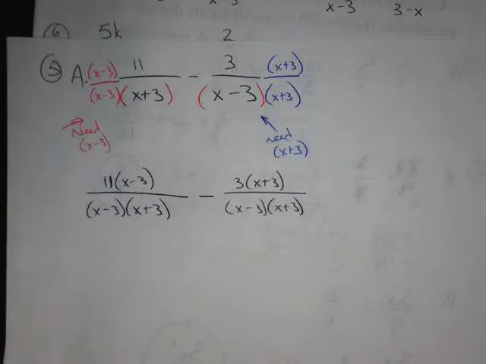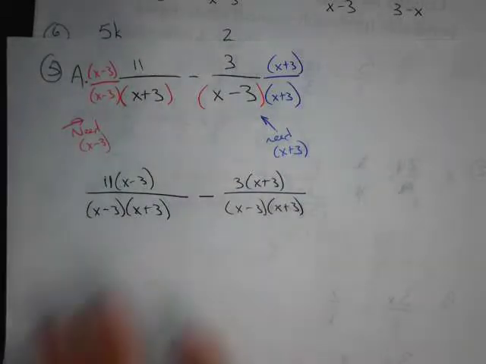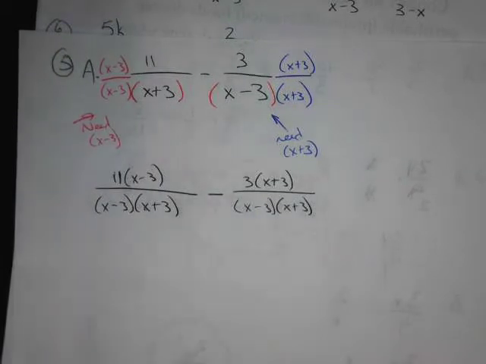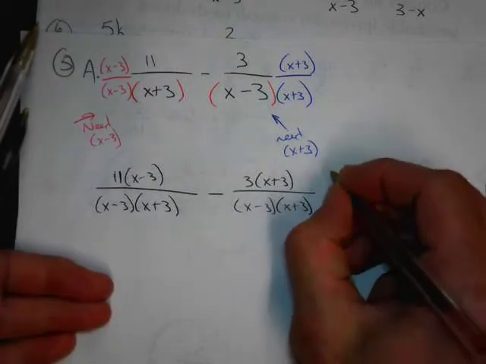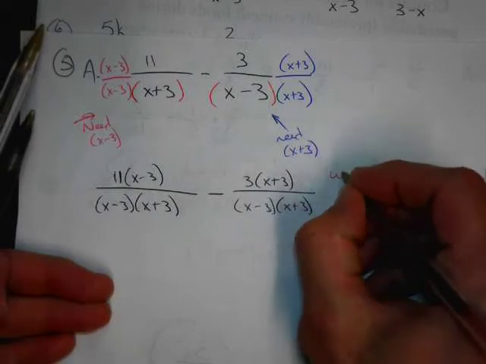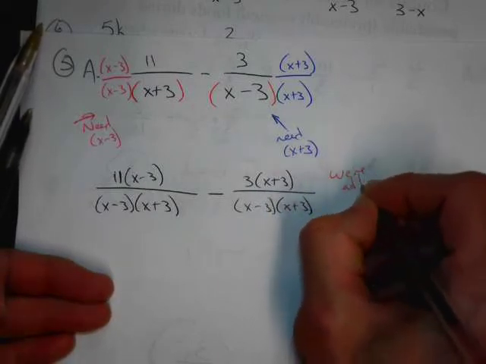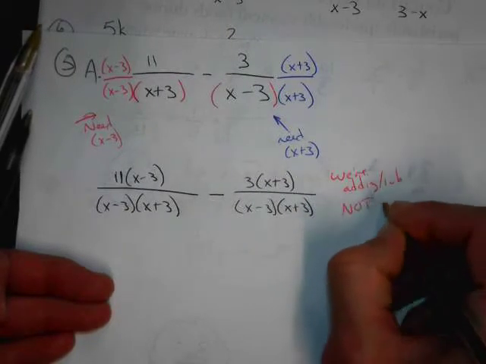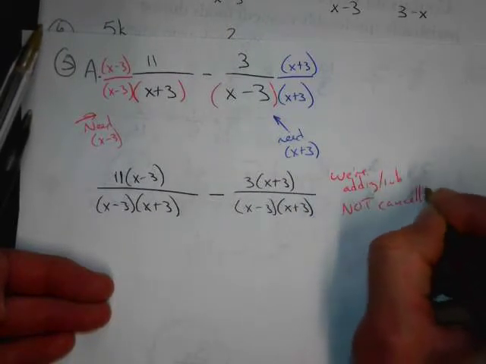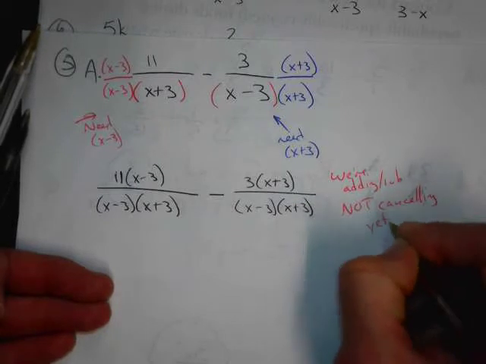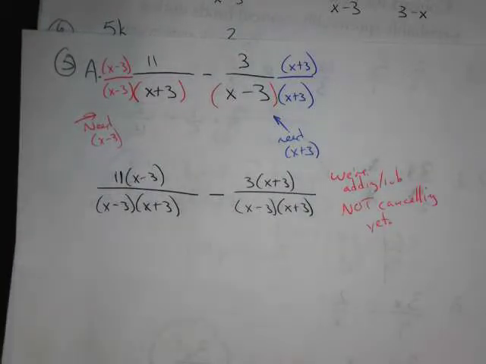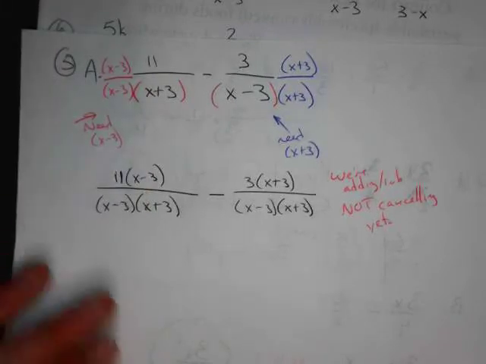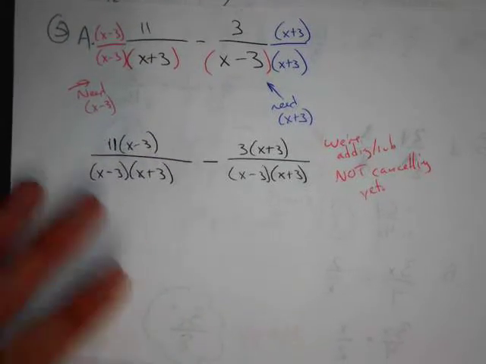Now, before you start canceling things, don't do that. We have to subtract first, right? So chill on the canceling. You don't want to do that. We are adding and subtracting, not canceling yet. So chill. Not canceling yet. You must chill. If you cancel, then you would have undone what you did. So don't do that. Don't go circular on me.